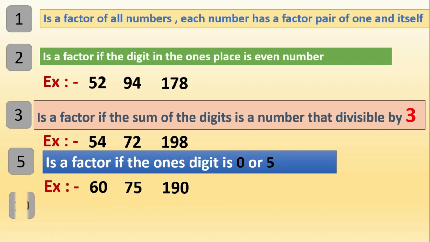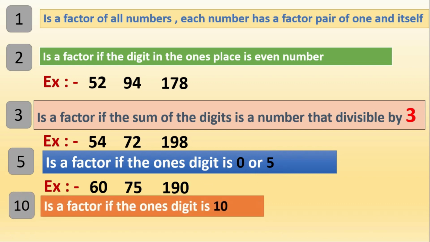Okay, the last note is the simplest one. Number 10 is a factor if the ones digit is 0. Sorry, not 10, sorry. If the ones digit is 0. Got it? So 10 is a factor of any number whose ones is 0. For example, 50, 70, 340, 100, any number whose ones is 0. Got it?